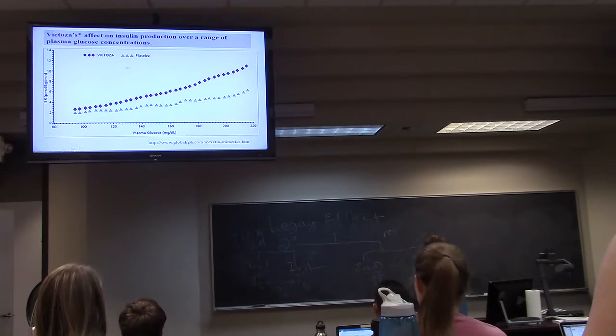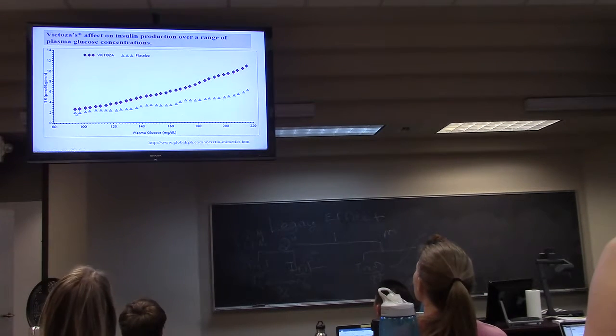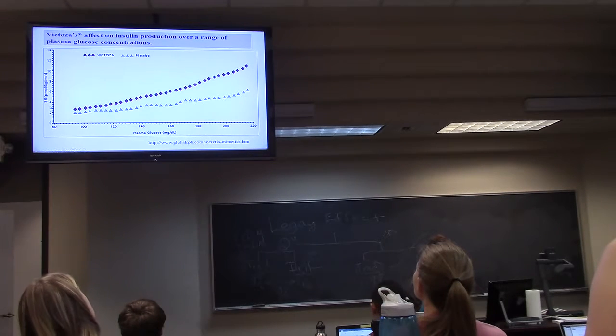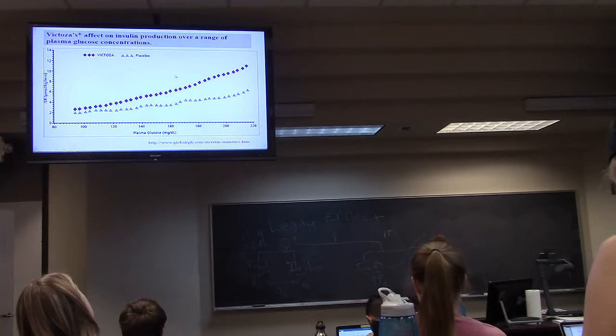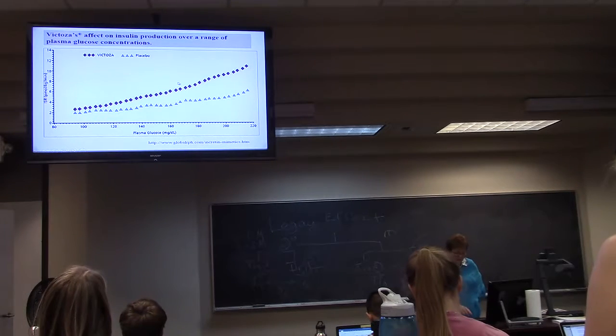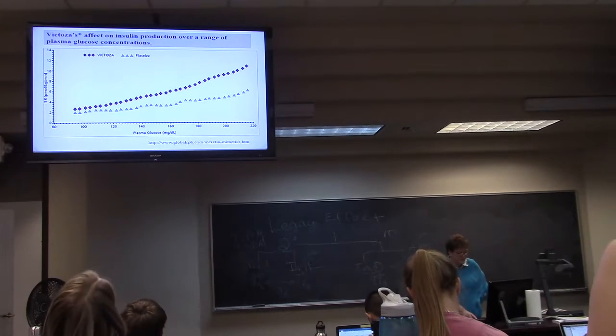Here's Victoza. Victoza's effect on insulin production. So this is Victoza, this is placebo, and this is insulin on this axis and glucose on that axis. So a very, very significant response.